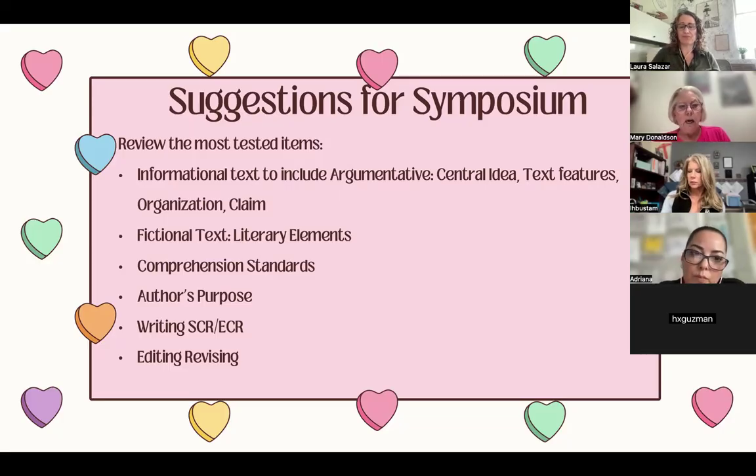Okay. Of course, the heavy load is also those comprehension standards. Even if your kids did well on inferencing, let's say, because we always pick inferencing, but I'll just pick inferencing. They may have done well on inferencing, but can they inference in all different types of text? And so that is something that we need to continually spiral and practice.